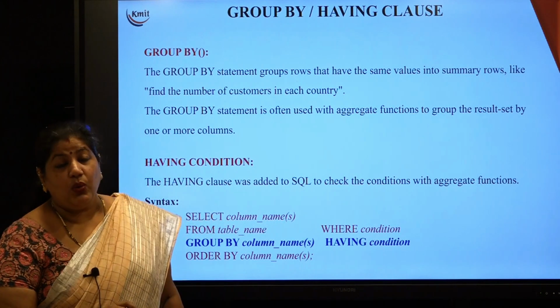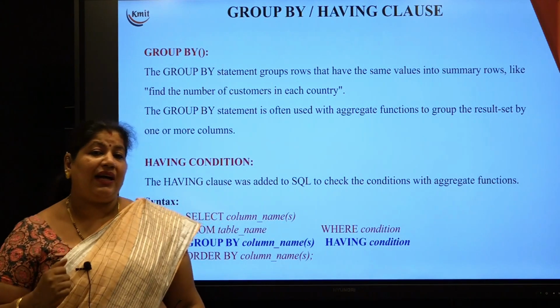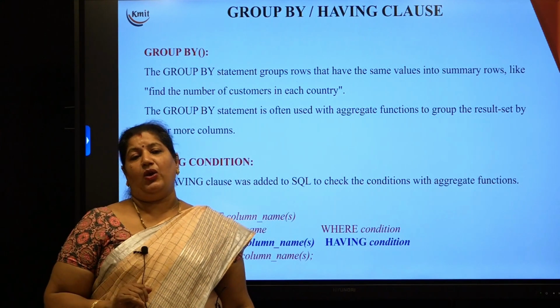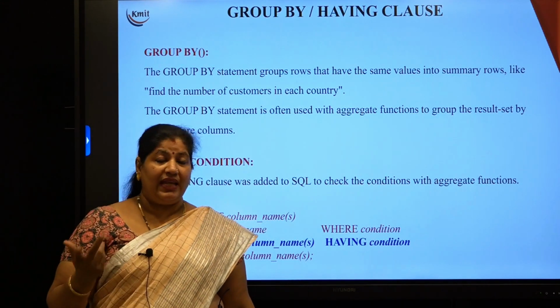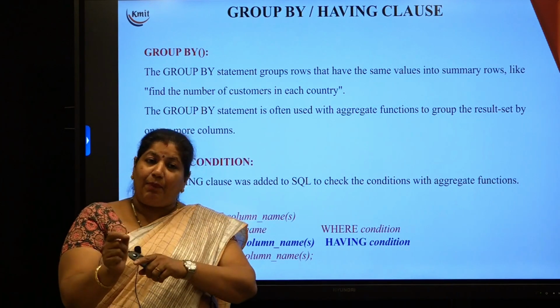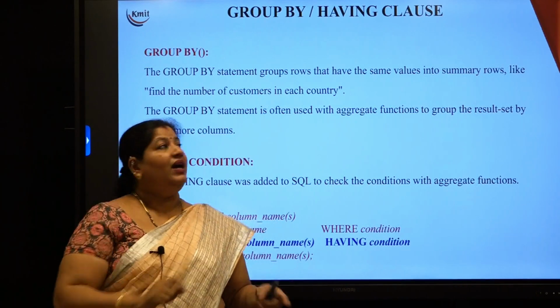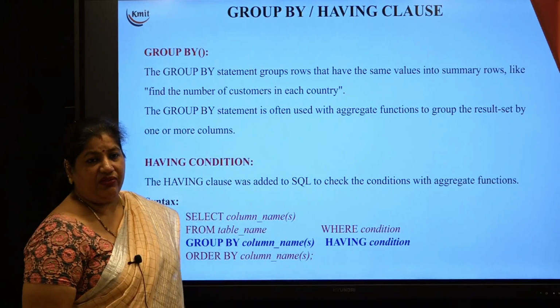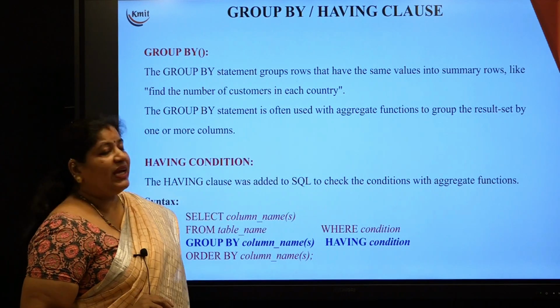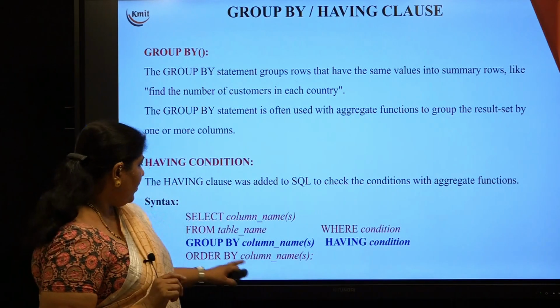Now, when we are grouping, I may also have certain conditions. In such a situation, the where condition will not work. Then how do I take things ahead? When I want the condition to be applied on the group of values, I will use the having clause. The having clause was added in SQL to check conditions with our aggregate functions.